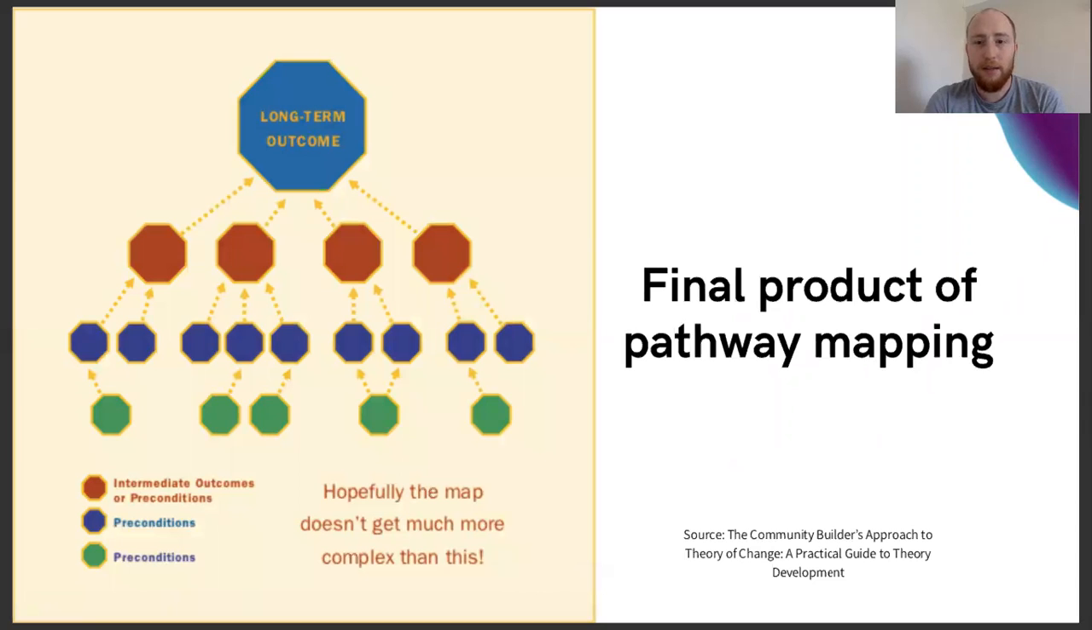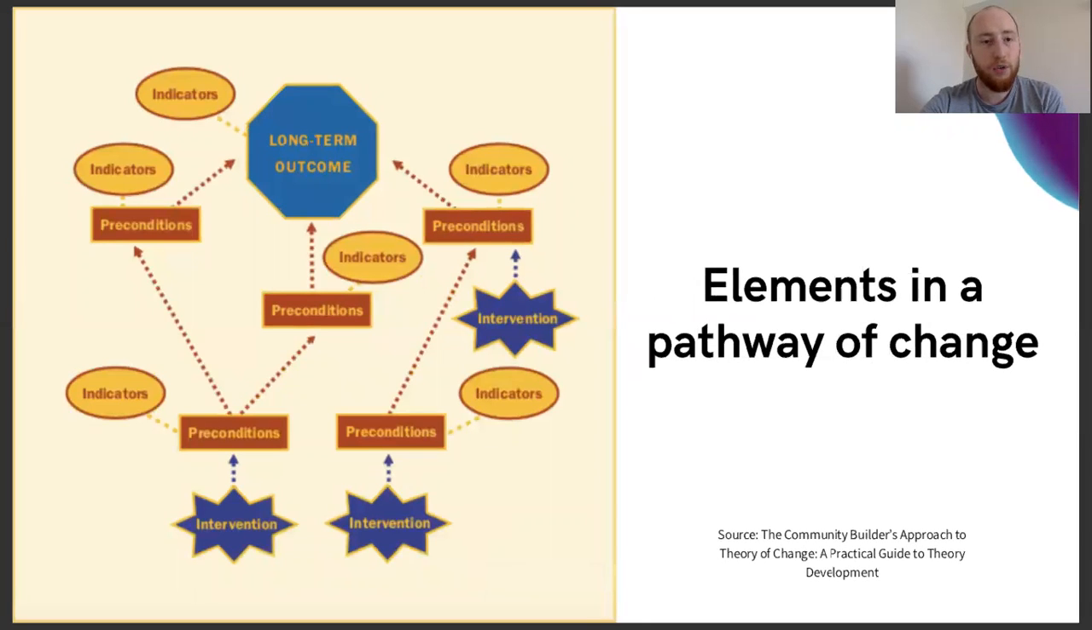How does it look? It looks like a visualized map that explains the connections between your activities, your interventions, and the final goal that you will achieve if you implement certain activities or interventions. Let's look at it in more detail. A more detailed version would look like this. This slide shows you the main elements of this pathway in the change process. So let's look at each of them.